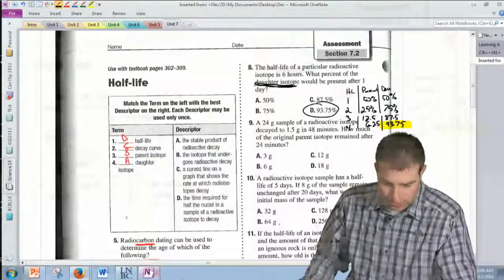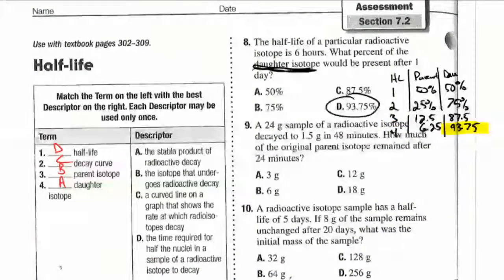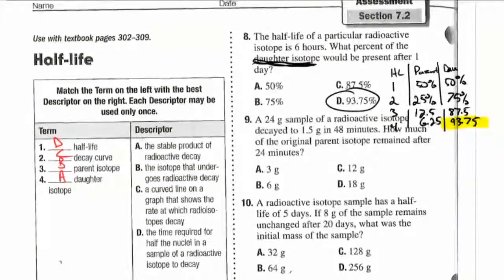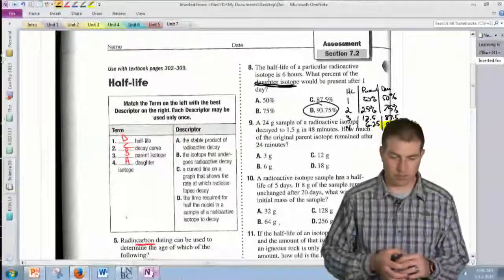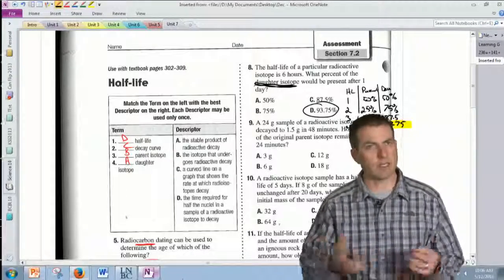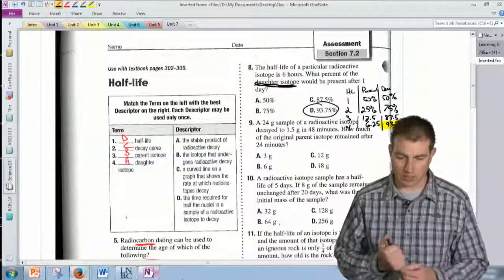The next one was 9 and 10, and I've completely forgotten who was in group 9 and 10. Perhaps Avery and Taylor? How long is a half-life? Every element has a different length of half-life, Taylor. So some things have really small half-lives, some things have really big ones. In the example like number 8, it says it's 6 hours. Carbon-14 takes 5,730 years. Just depends on the substance that's decaying.